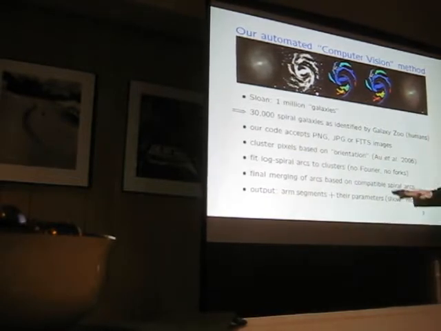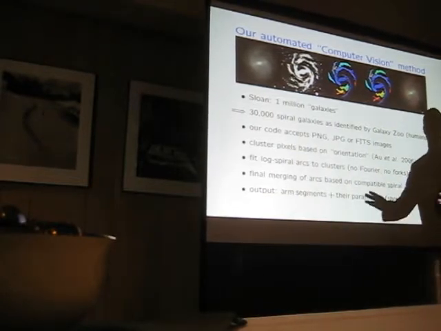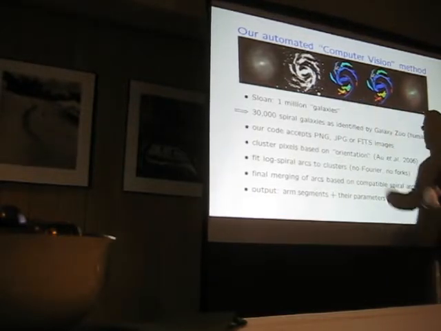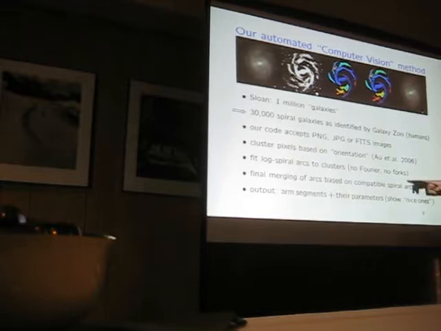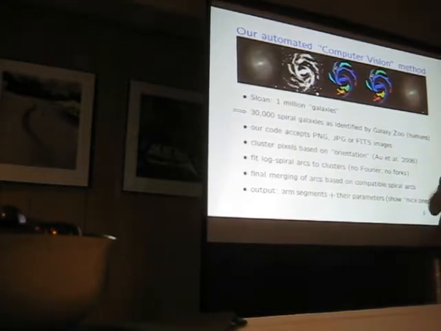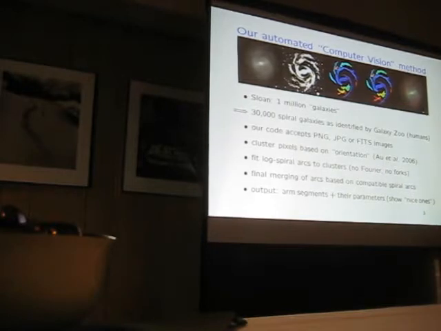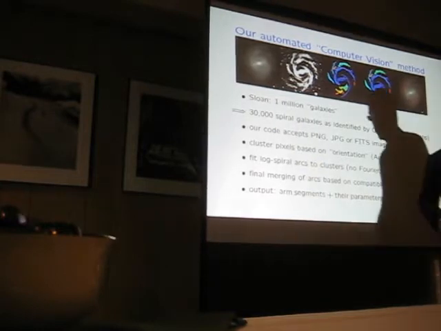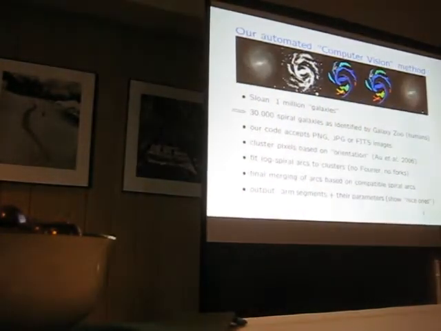I want to emphasize that there's no Fourier analysis here at all. It's completely a computer vision algorithm that locally finds structures. There's no Fourier analysis. We also don't find forks, even though there's some places obviously where a human would say that's a fork in an arm. And our output is a list of arm segments and their parameters, including things like pitch angle.